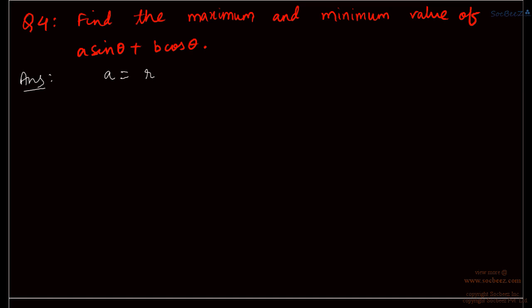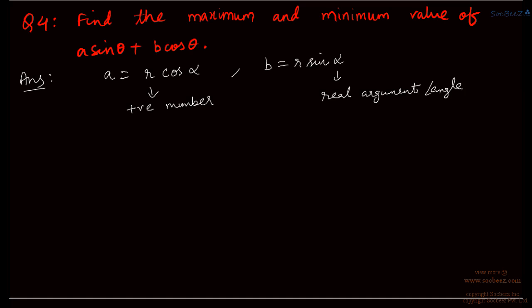So we can always write them in terms of two polar coordinates such as r and theta, or r and alpha in this case. So I write a equal to r cos alpha and b equal to r sin alpha. This is a very simple but very powerful substitution. Here r is always a positive number, and alpha is also a real argument or real angle. Okay, now let's just square and add these equations. What do we get? a square plus b square is equal to r square cos square alpha plus r square sin square alpha. Taking r square common, cos square alpha plus sin square alpha is 1, so you get r square.